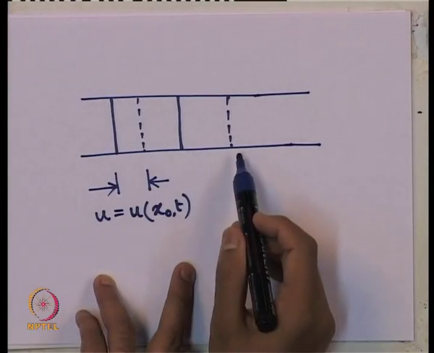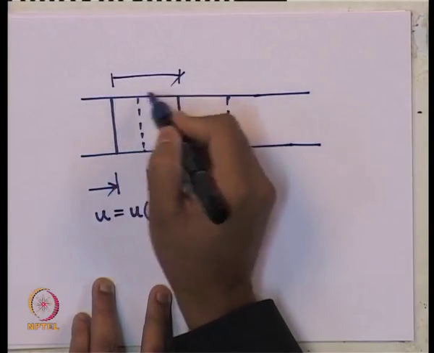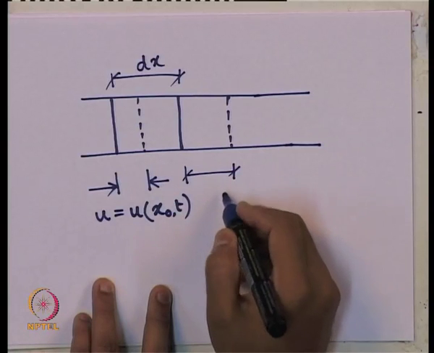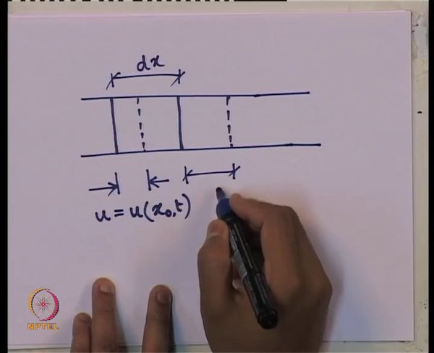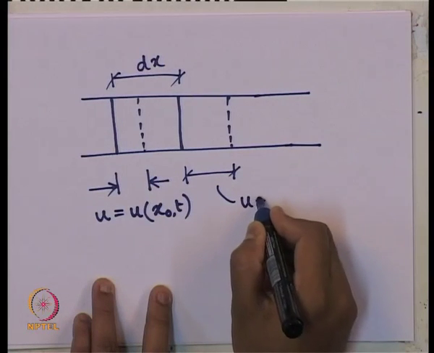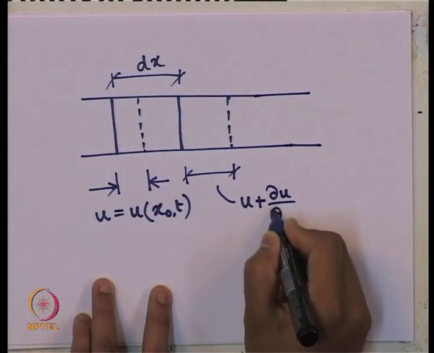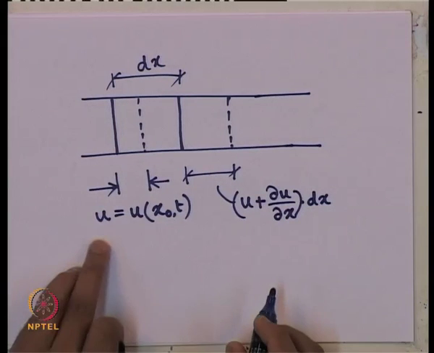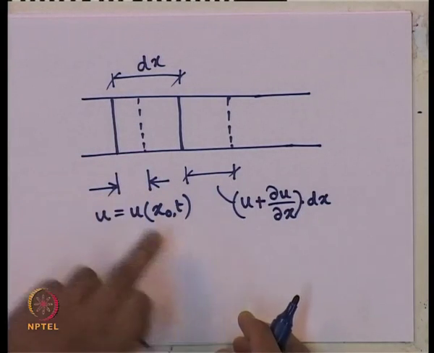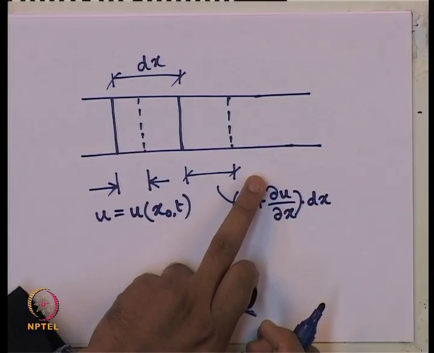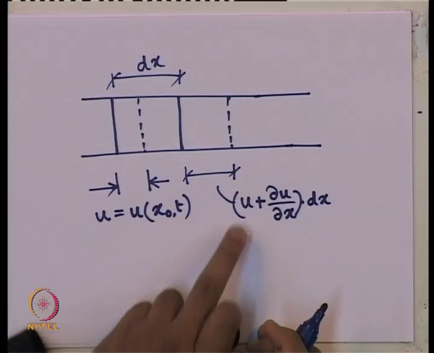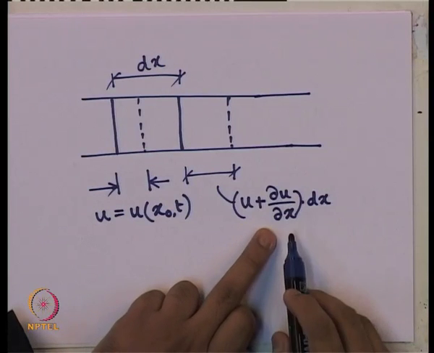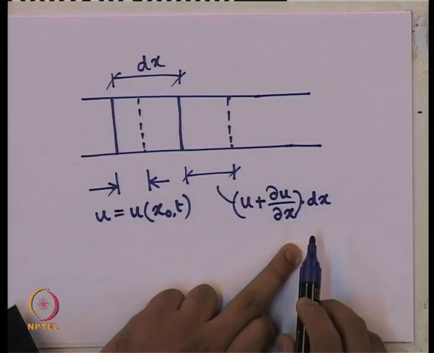And at the end of the element dx, what are we considering? The displacement of this end due to the travel of this longitudinal wave is u plus del u del x times dx. Okay? Here the displacement was u, and at the other face, at the other end of the section we have chosen, the displacement of the particle is u plus del u del x into dx.